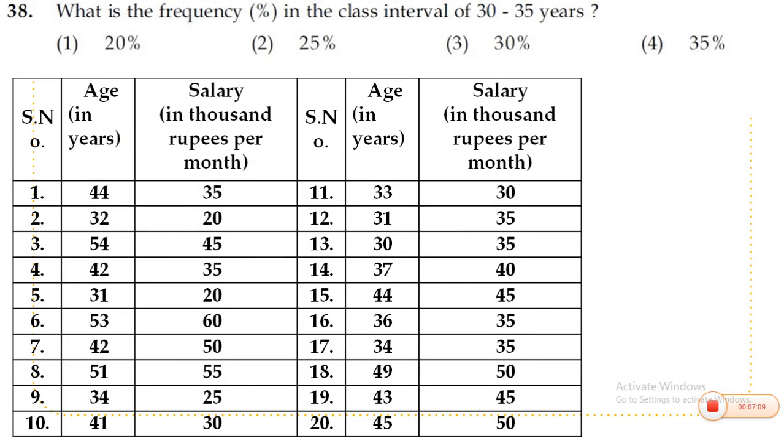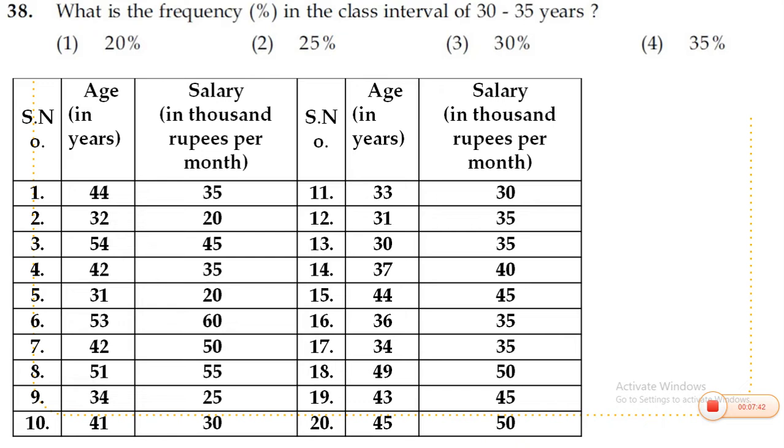Now I am going to solve the second question, that is question number 38. Just read it. What is the frequency percentage in the class interval of 30 to 35 years? So the highlighted word here is frequency. So what is frequency? Frequency is how many times something is repeating. So how many times it is repeating, that is frequency. Simply, frequently repeating, that is frequency.